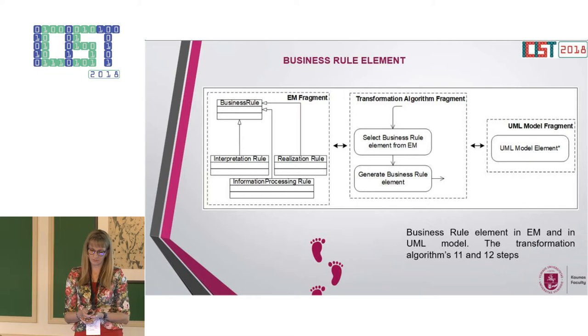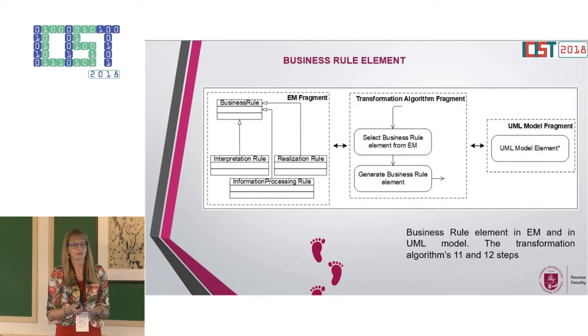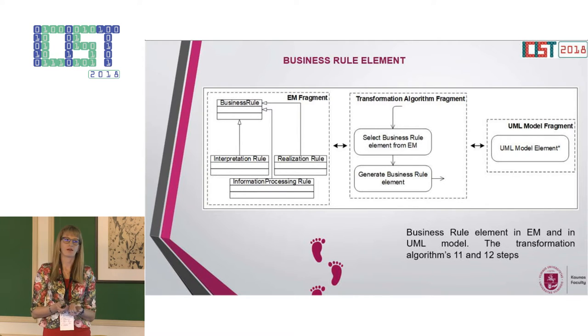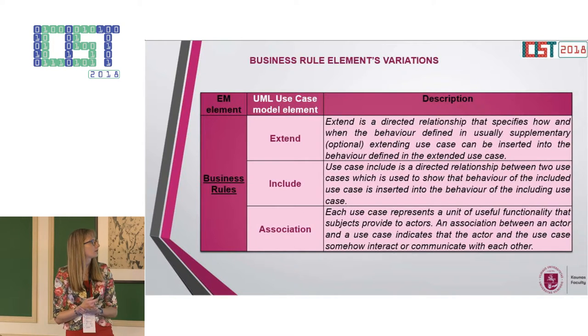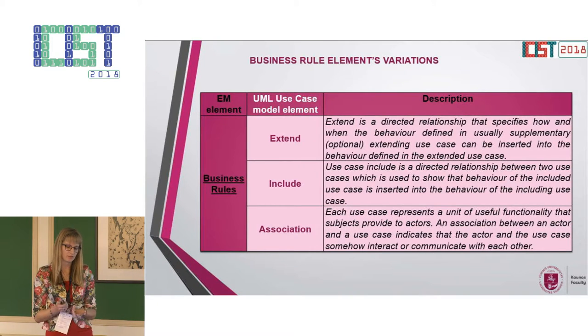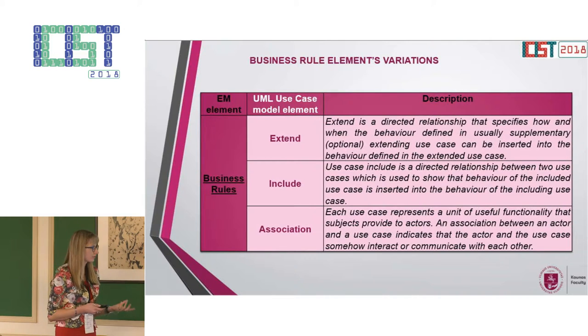But the problem is that this element in different UML models can have different meanings, because, as I said, different UML models have different perspectives on the same system. So for example, in the use case model, from the generation process of the business rule from the enterprise model, we can get extend, include, or association elements. But as they are generated from the enterprise model, we must have the information which is saved in the enterprise model and can be related to the use case model, so we can have the result of use case model generation.